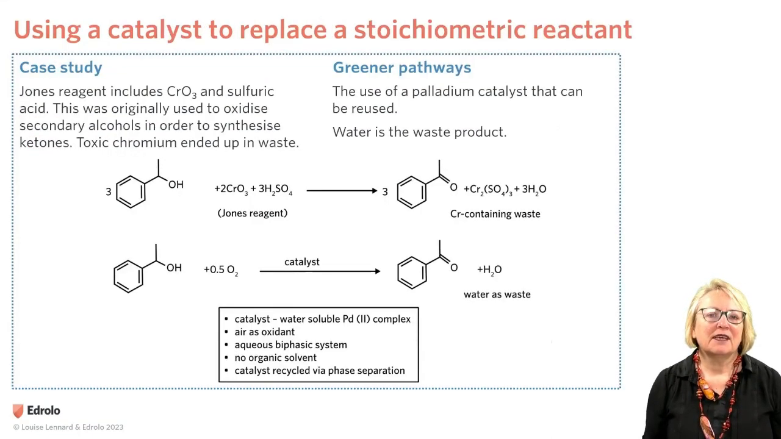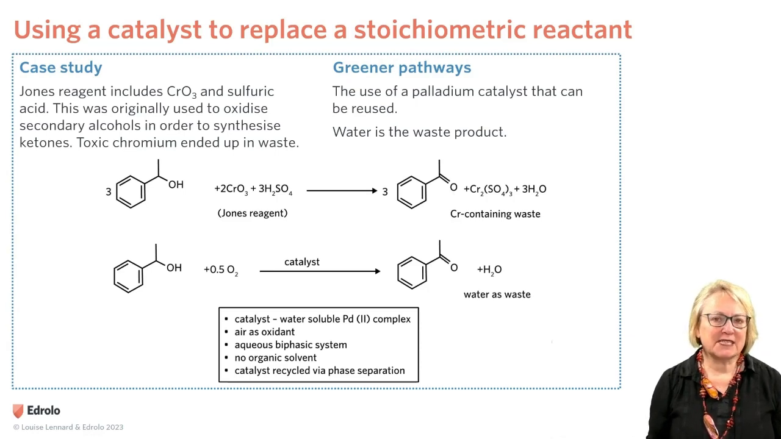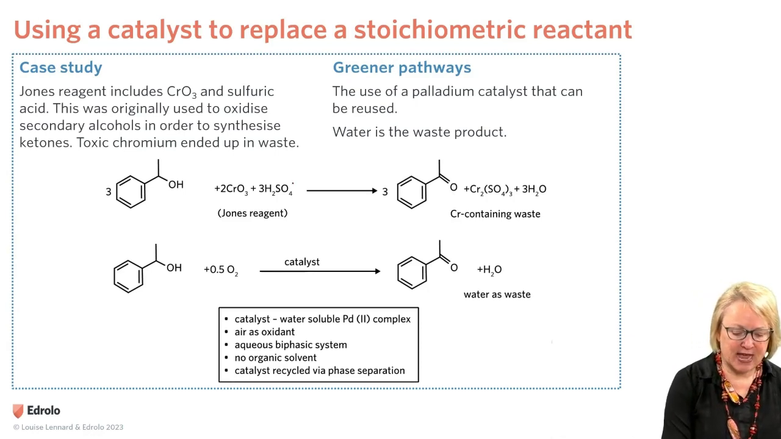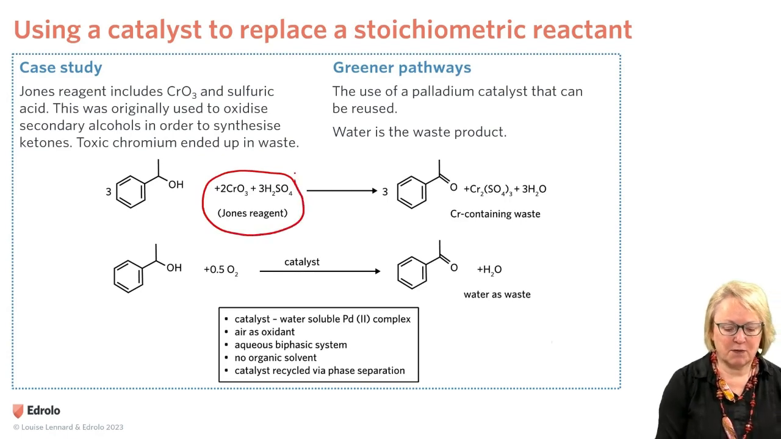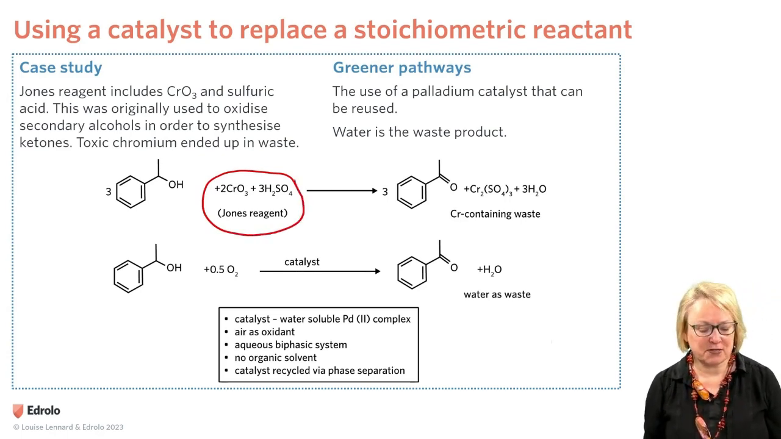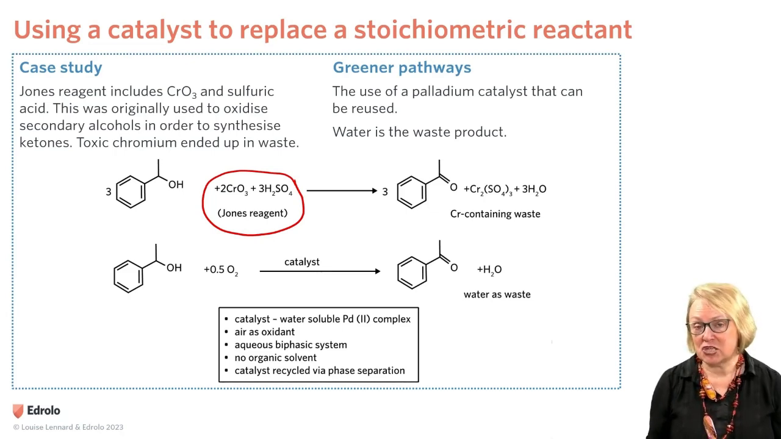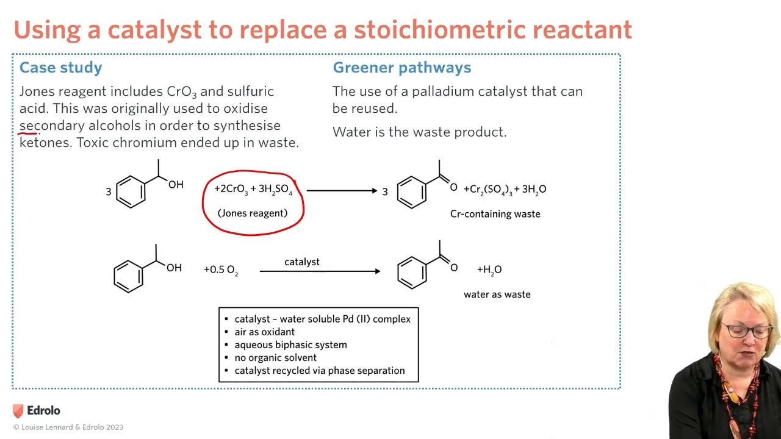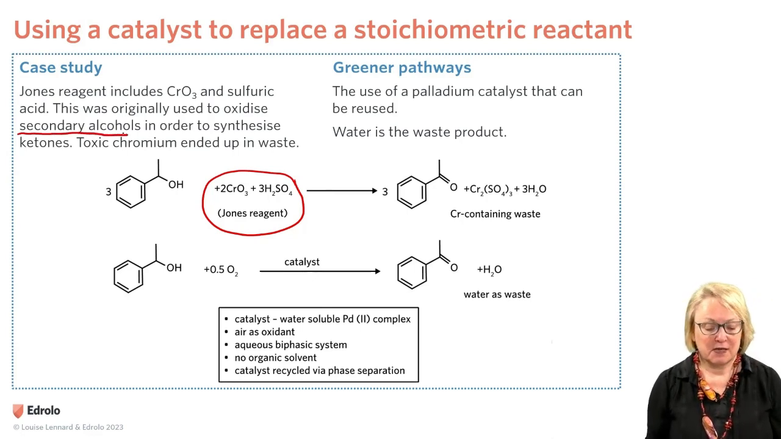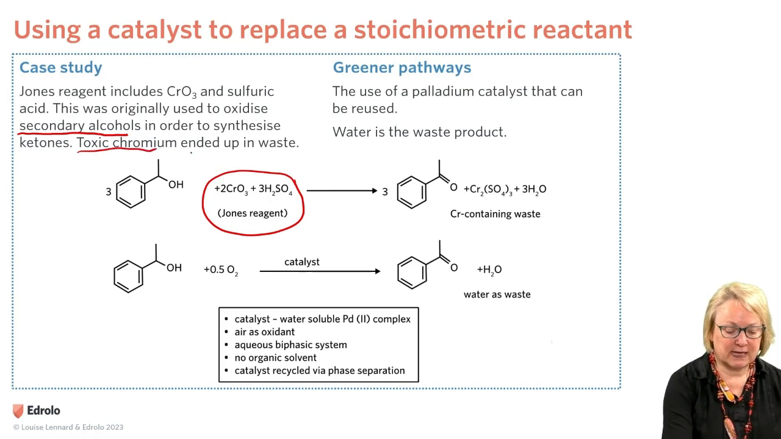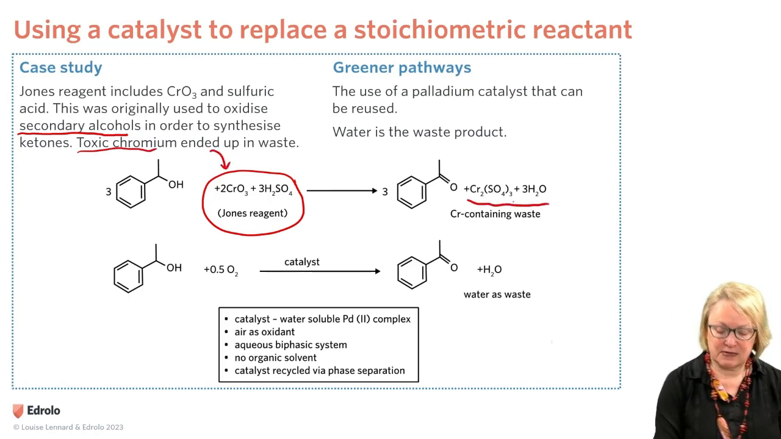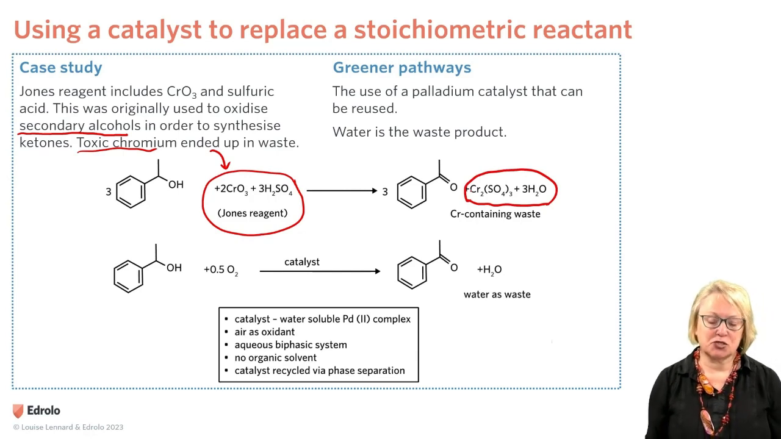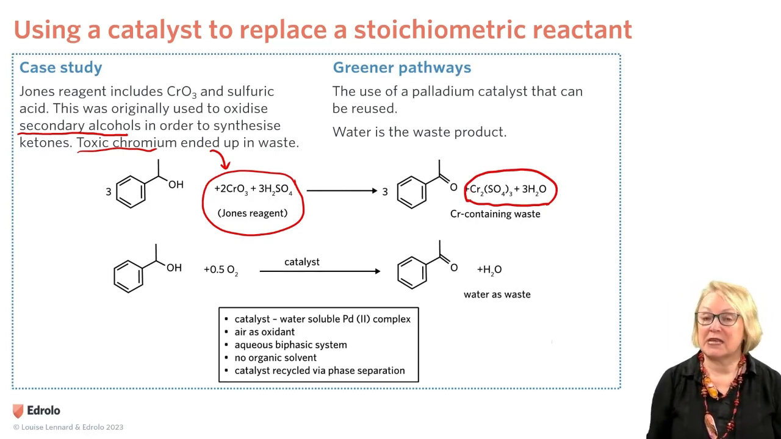Okay, so in the past, in organic syntheses, sometimes stoichiometric quantities of reactants were used that ended up as waste. So here's a case study. Jones reactant is a combination of chromium oxide and sulfuric acid. It was originally used to oxidise secondary alcohols to produce ketones. But the toxic chromium ended up in waste as this byproduct, Cr2(SO4)3, chromium-containing waste.